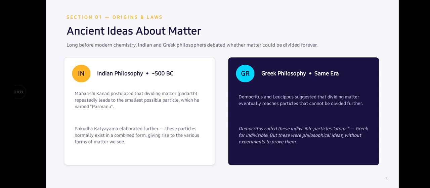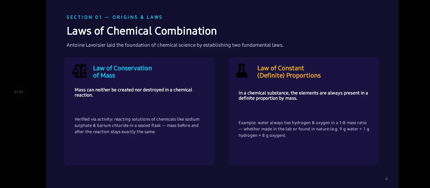Democritus and Leucippus suggested that dividing matter eventually reaches particles that cannot be divided further. Democritus called these indivisible particles atoms, Greek for indivisible. But these were philosophical ideas without experiments to prove them. So, laws of chemical combination.